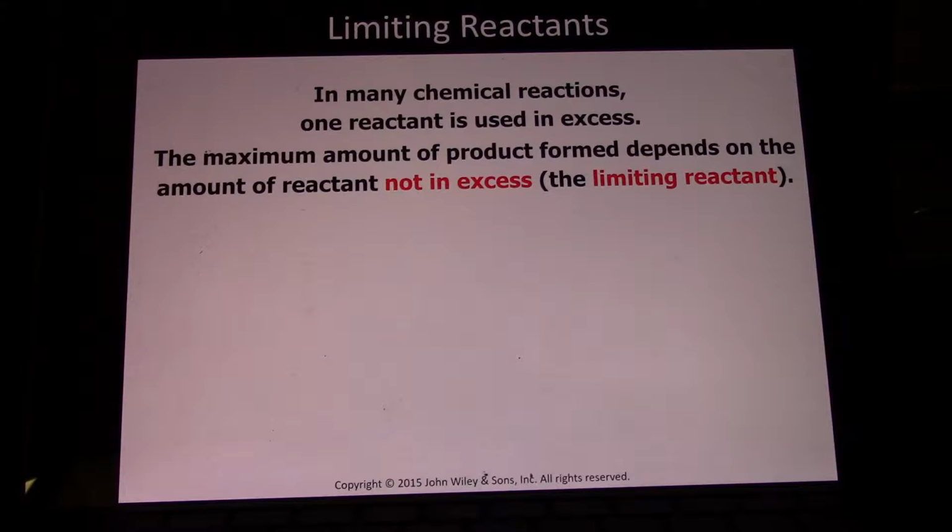And the same thing occurs in chemistry. The limiting reactant is the chemical you run out of first, and because you run out of it, that limits how much product you can make. Basically, the reaction stops once you've run out of the limiting reactant, regardless of how much extra other stuff you have.